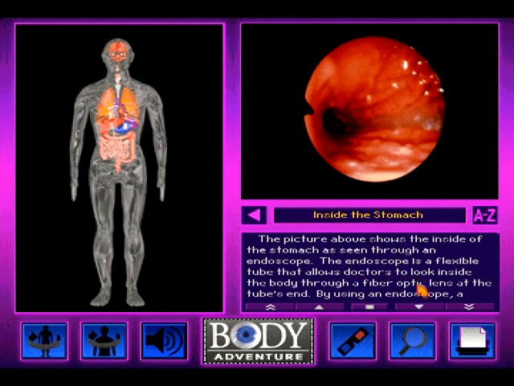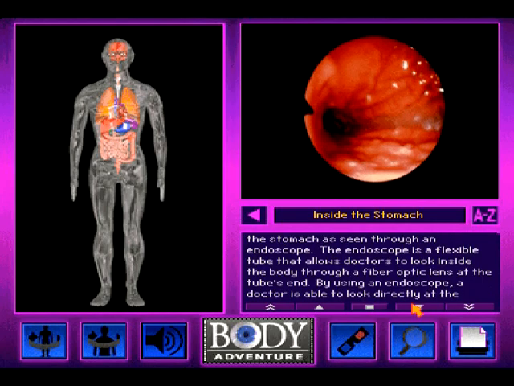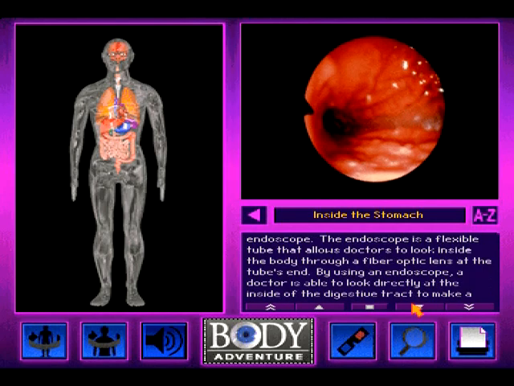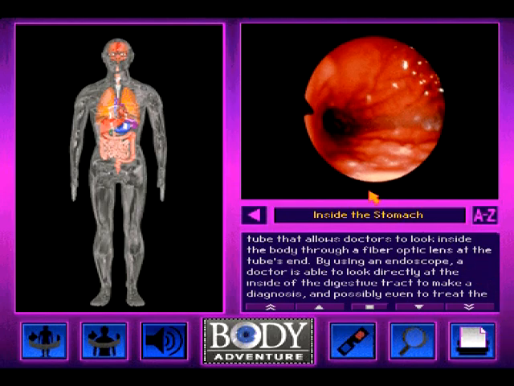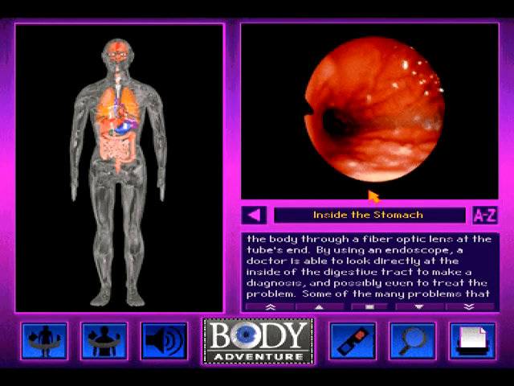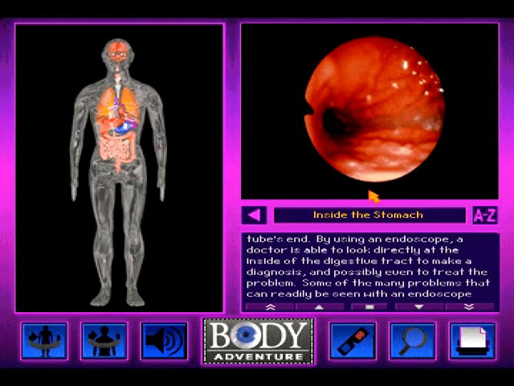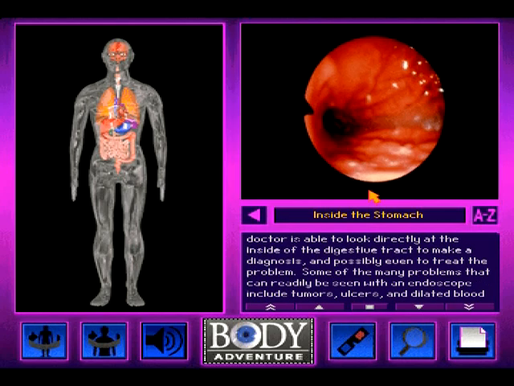Inside the stomach. The picture above shows the inside of the stomach as seen through an endoscope. The endoscope is a flexible tube that allows doctors to look inside the body through a fiber optic lens at the tube's end. By using an endoscope, a doctor is able to look directly at the inside of the digestive tract to make a diagnosis and possibly even to treat the problem.